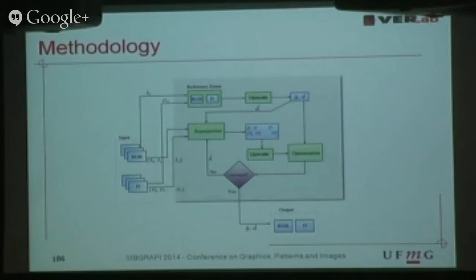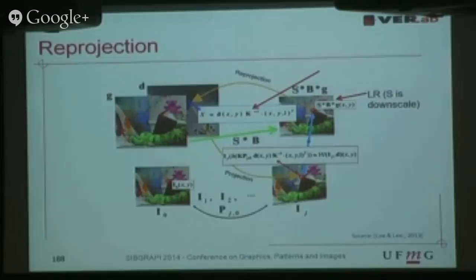You can find this in the paper of Lee and Lee. It explains where the reprojection and projection happen, and so forth, things that you guys know. K, by the way, is the matrix of intrinsic parameters, and S is the information for downscale.